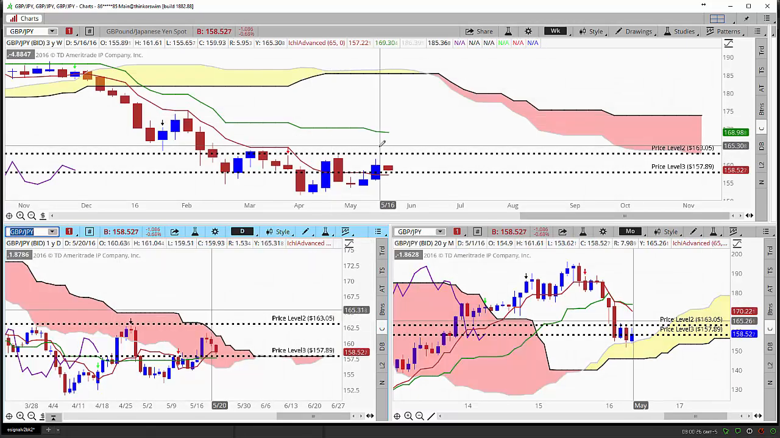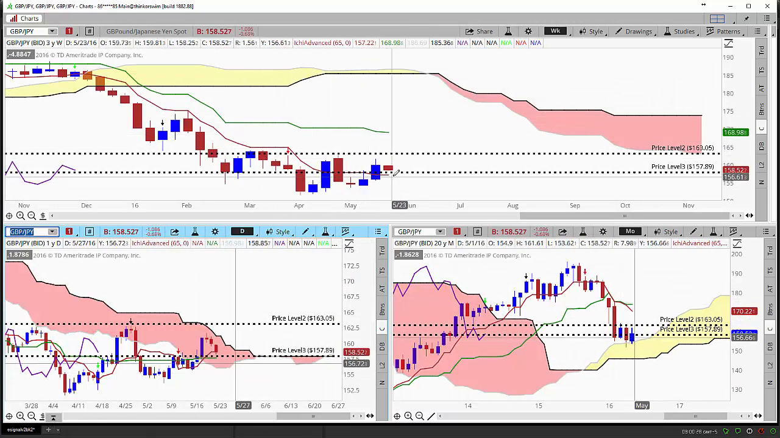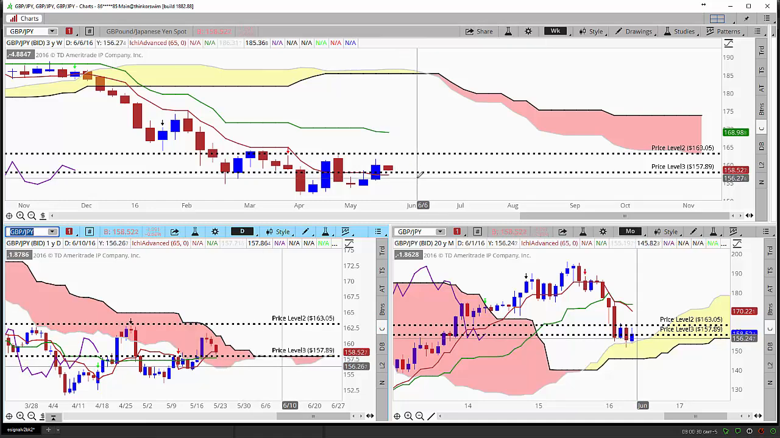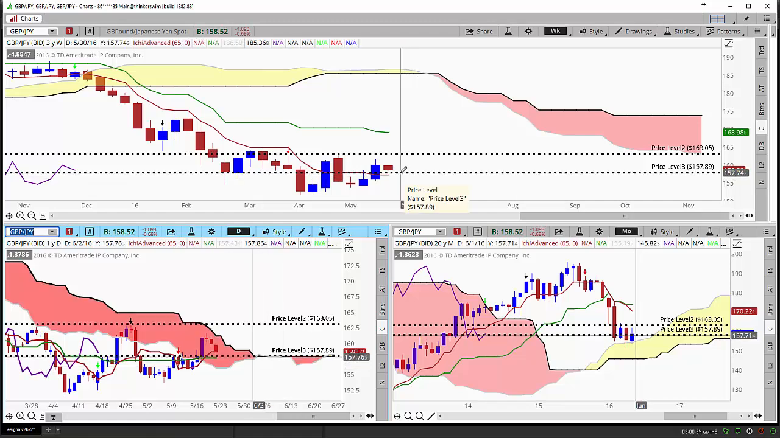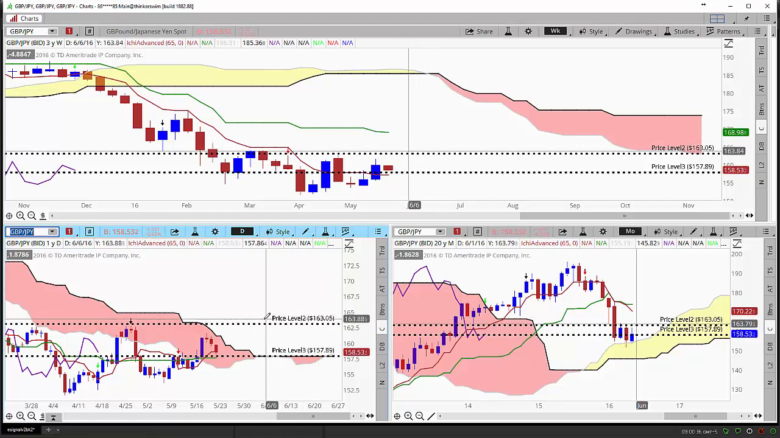Pound yen, you can see here it's a nice bearish trend. It's trying to do a pullback. The pullback is being controlled by support at 157.89. As long as that support holds, then we'll have a high probability to get to 163.05.